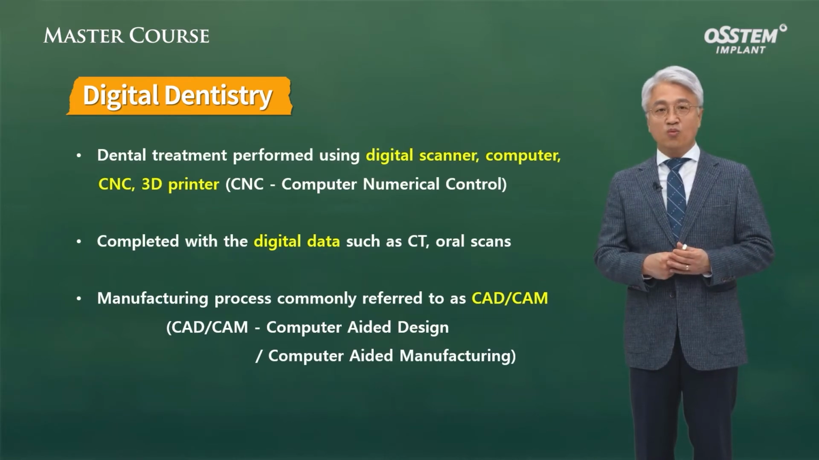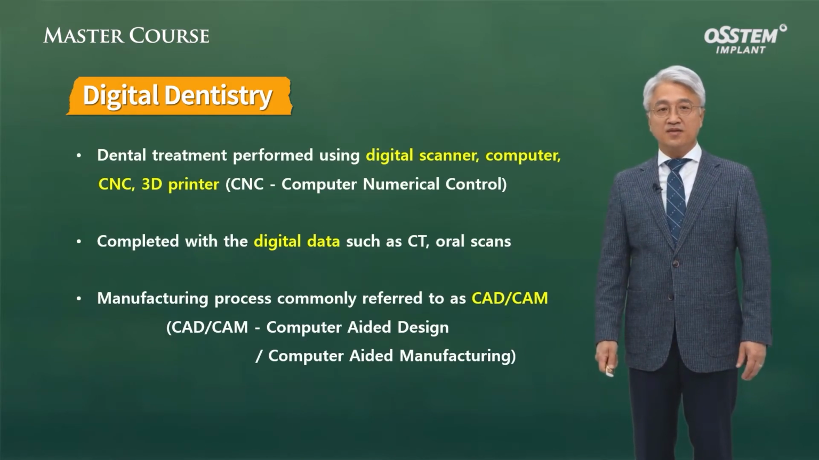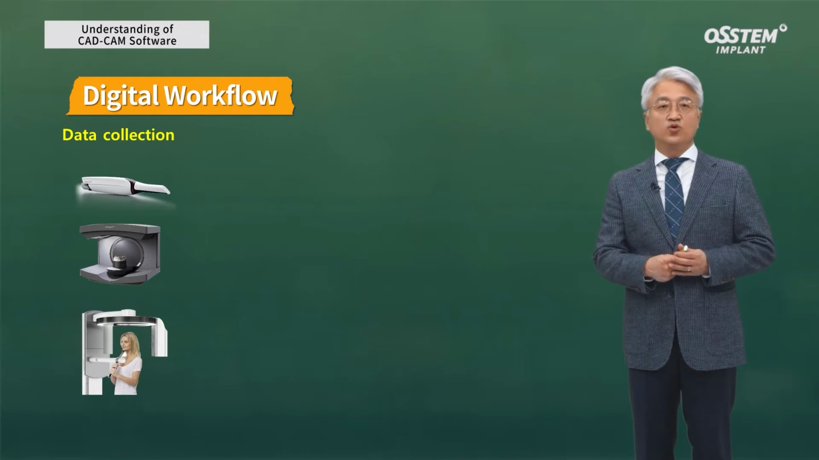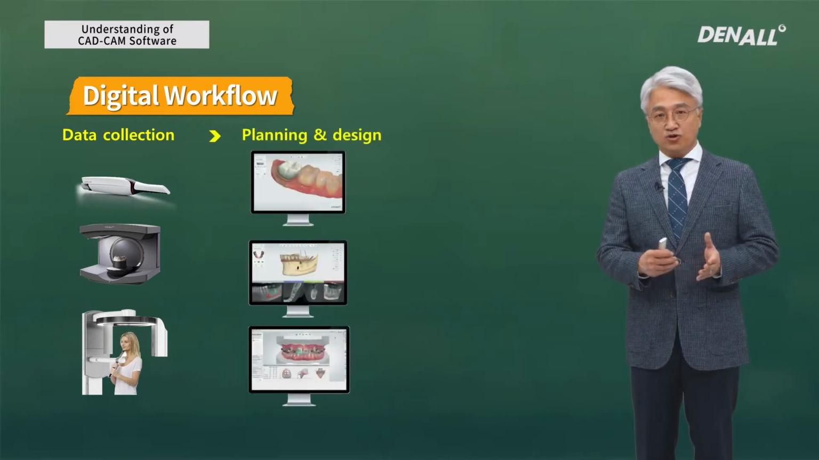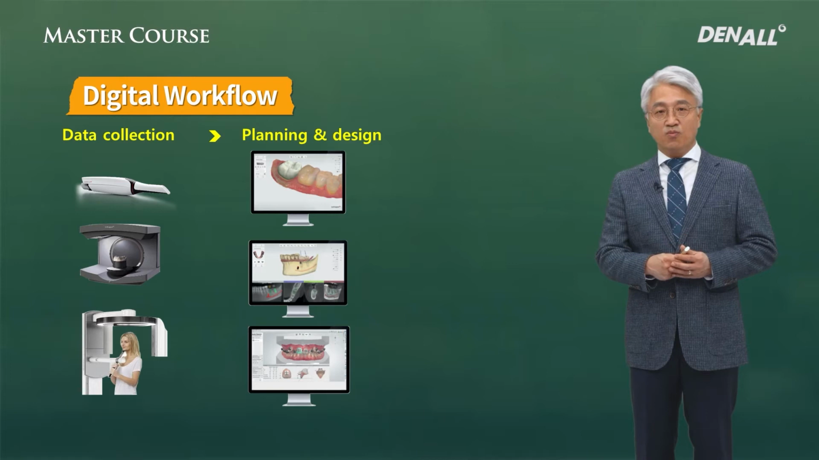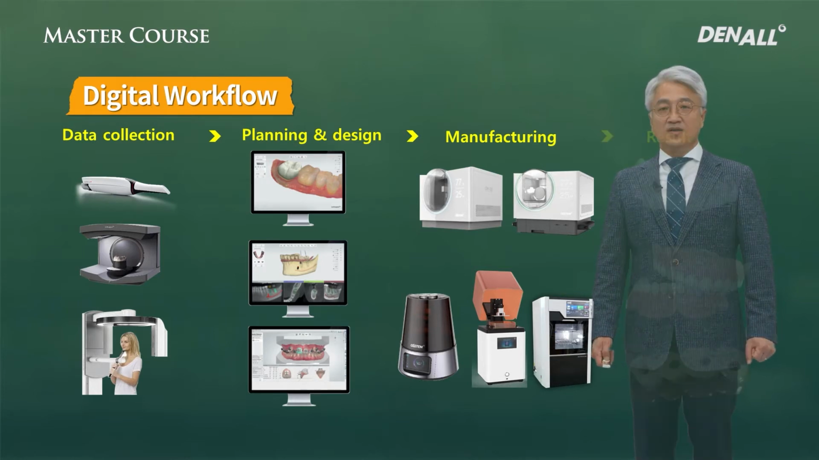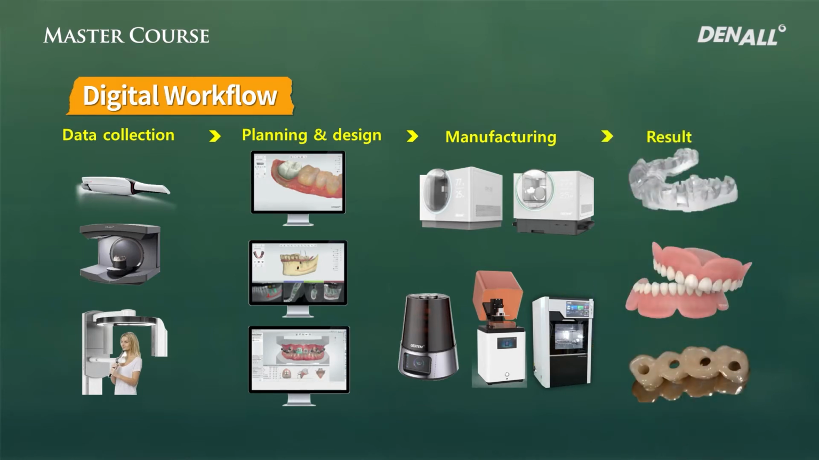It replaces what was done manually, and there are differences in that aspect. If you look at the workflow, for digital scanning, all work needs to be done on the computer. Therefore, a scanner and CT are used to gather data. Various software is used to design and do treatment planning. A CNC milling machine or 3D printer is used to fabricate surgical guides, dentures, and crowns. Today, I want to focus on the software, which is in the second line here.